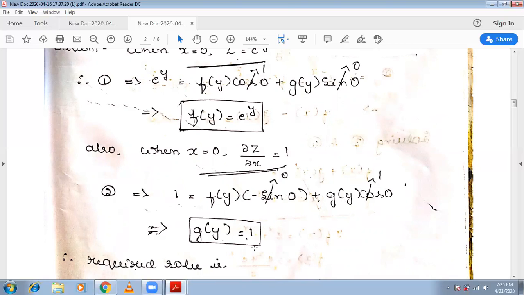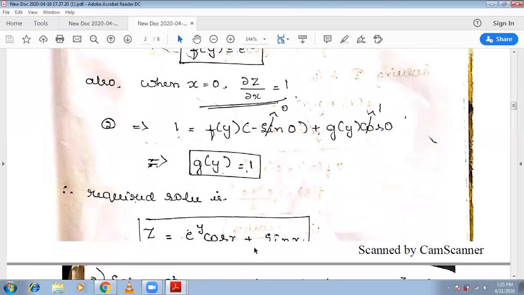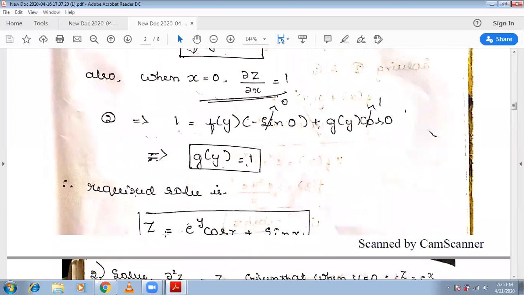Substitute f of y and g of y in equation 1. We get z is equal to e power y into cos x plus 1, since g of y is 1, so 1 into sin x is sin x. This is the required solution.